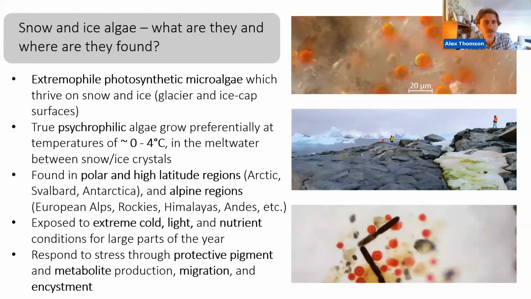So starting off, what are snow and ice algae? They're a really interesting group of what you might call extremophile organisms. They're photosynthetic microalgae, and they're able to not just survive, but also to thrive, to grow actively in really extreme conditions on snow and ice surfaces. So they're what you might call psychrophiles. This is something that has a preferential lifestyle at lower temperatures rather than higher temperatures. Many of these species grow more effectively and faster at temperatures near zero than at higher temperatures.